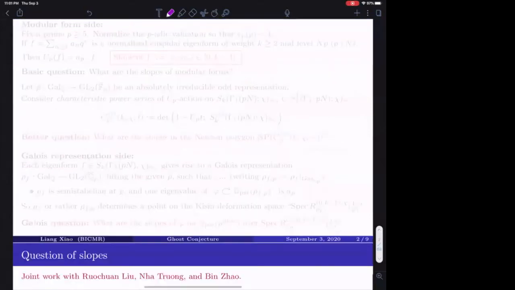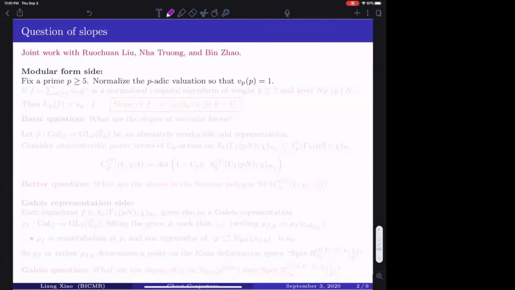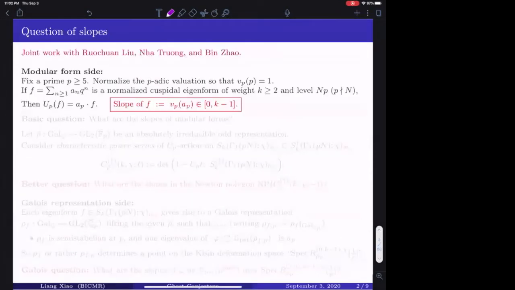So let's first of all explain what this question about slopes is, and then let's fix the prime p greater than or equal to 5. Let's normalize the p-adic evaluation so that the p-adic evaluation of p is 1. And if I have a normalized cuspidal eigenform f of weight k greater than or equal to 2 and the level, I should say that the level here, I deliberately have it divided by p exactly once. This is some sort of small trick: when p-adic people think about modular forms, we deliberately want it to have a level at p. Even if it doesn't have, we somehow insert one there.